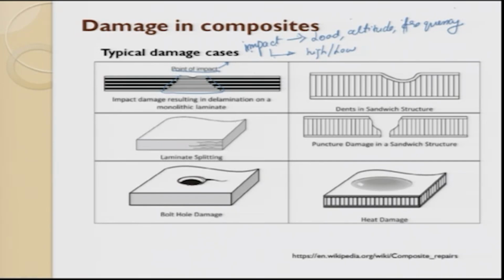The next one is a dent in the sandwich structure. Again this is a sandwich structure, with top and bottom skin and a core. So, this is a dent which happens. The next one is laminate splitting, maybe because of the hygroscopic effect or improper resin. Low resin was there, so these layers did not get stitched on properly. So, it is called laminate splitting.